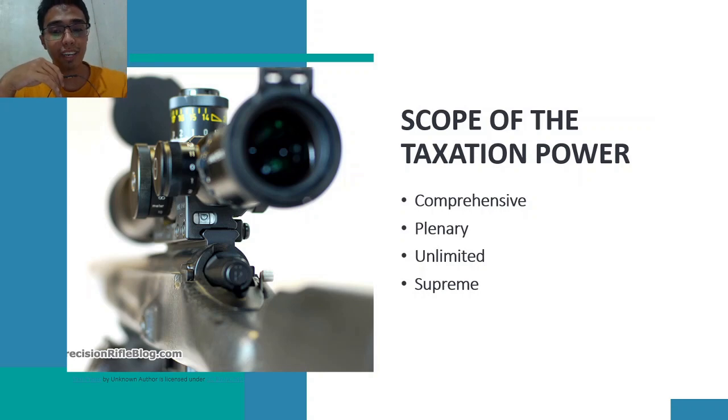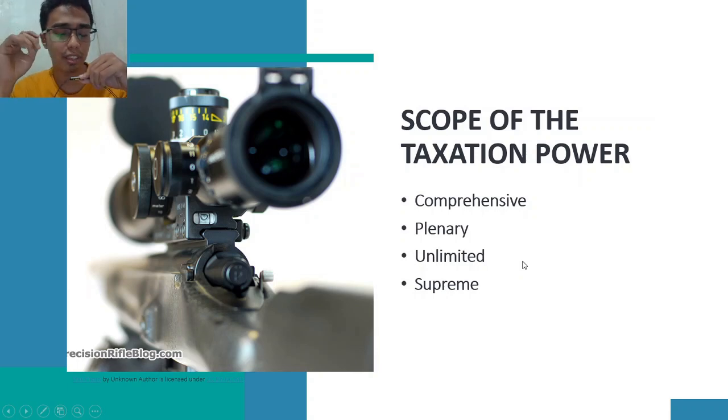What is now the scope of taxation power? So, we have yung scope ng taxation power, apat: comprehensive, plenary, unlimited, and supreme. Okay, so wala na tayong explanation for all of this. Just memorize this four. Okay, so we say that even though taxation is unlimited, kahit sinasabi natin ang scope ng taxation is unlimited, so, anything na gusto ng government, pwede niyang i-tax. There are still limitations. Kahit na unlimited ang scope ng taxation, there are still limitations naman.